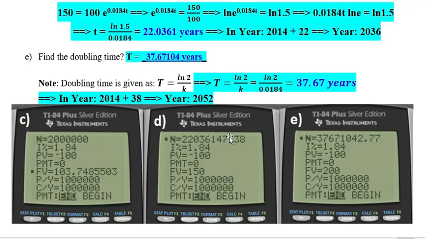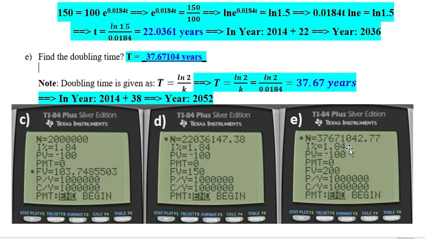Then N, we're going to find this. The rate is 1.84. The initial population is 100 million. PMT, we don't care, this is annuity. The future is it is going to reach 150 million. P over Y is 1 million. C over Y is 1 million. PMT, we don't care. Then when we go to N and do alpha solve, it gives us 22 million. Then when we divide this by a million, then this is 22.036 years.